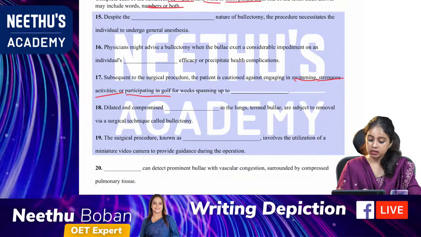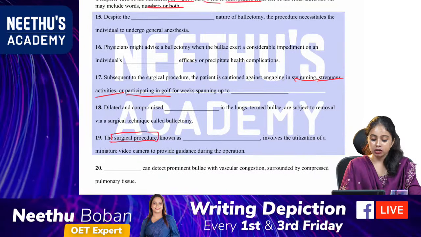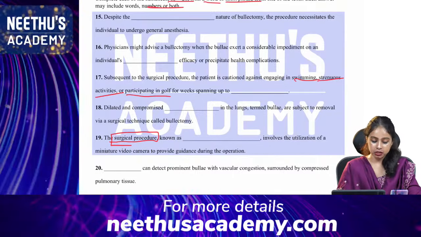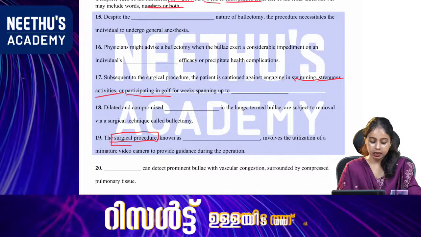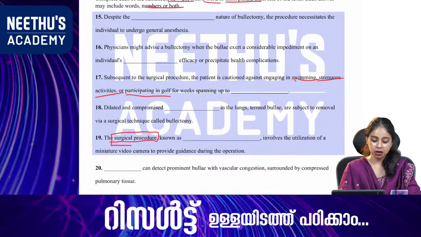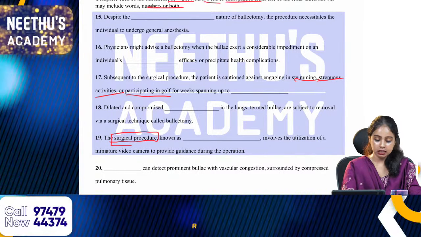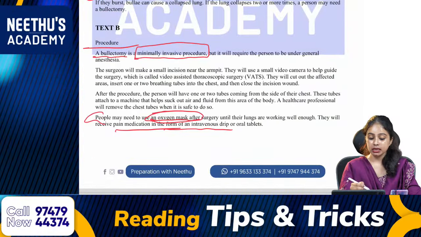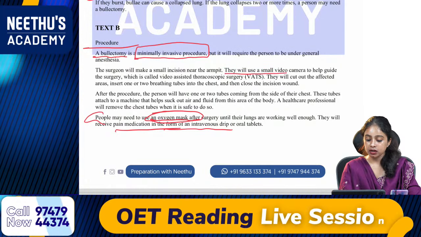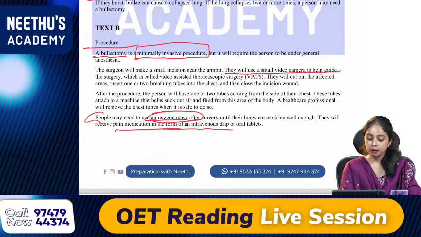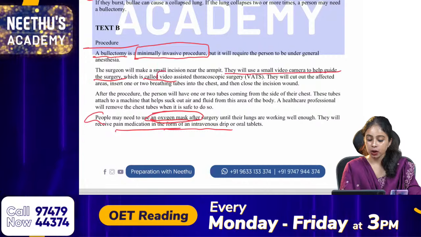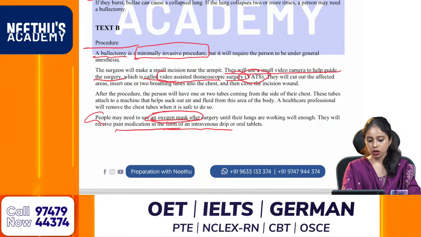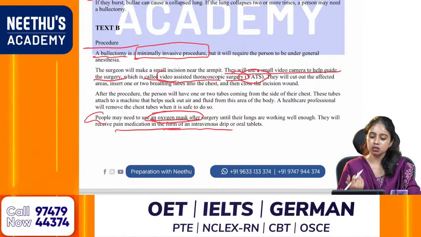The surgical procedure known as dash, surgical procedure, you have already heard this term. So that is what? Video assisted thoracoscopic surgery, or else you can write VATS, from text B. Second paragraph, second line: they will use a small video camera to help guide the surgery, which is called video assisted thoracoscopic surgery or VATS. So you can write the abbreviation because it is already mentioned.